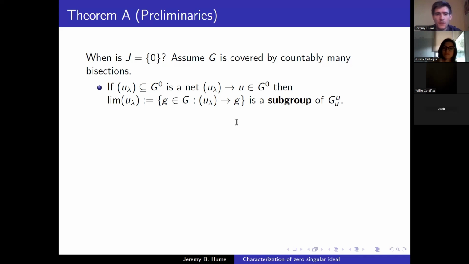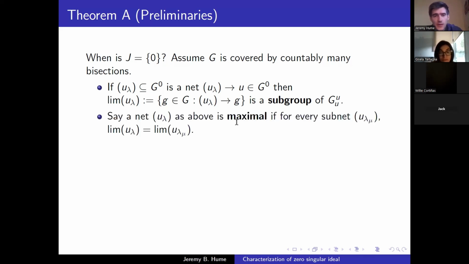Okay. So, we'll say a net of units as above is maximal if every subnet of that net has the same limit set as the whole net. So if you go to a subnet and you look at all its limit points, this is potentially a larger set. But I'm saying that the net is maximal in the sense that you can't build a larger limit set by passing to some subnet. And using a compactness argument, you can always find some subnet of a net which has maximal limit set.